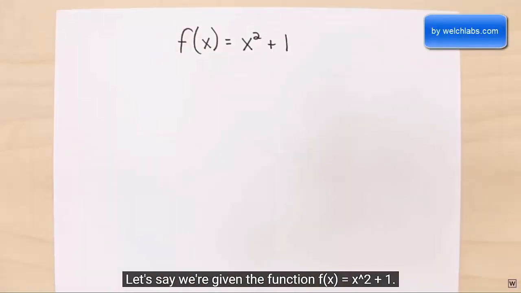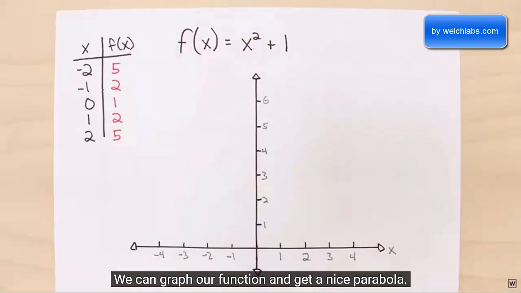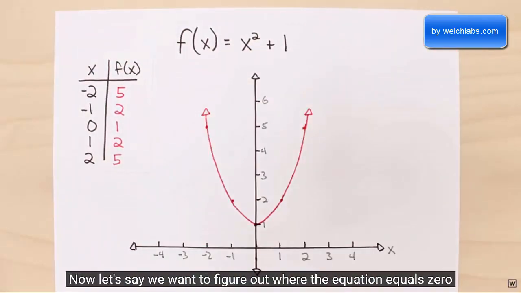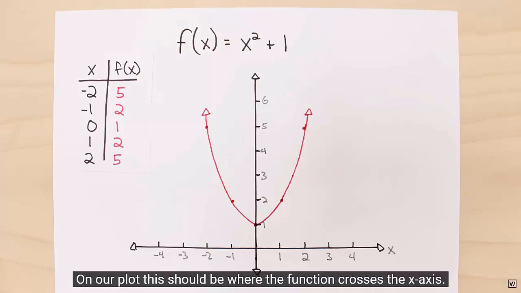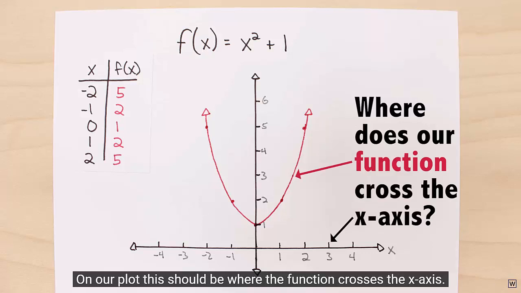Let's say we're given the function f of x is equal to x squared plus 1. We can graph our function and get a nice parabola. Now, let's say we want to figure out where the equation equals 0. We want to find the roots. On our plot, this should be where the function crosses the x-axis.